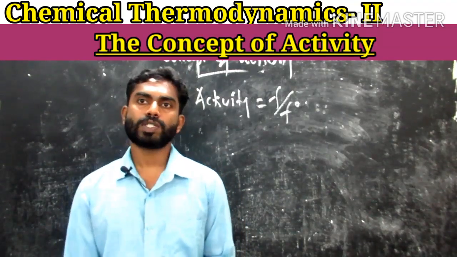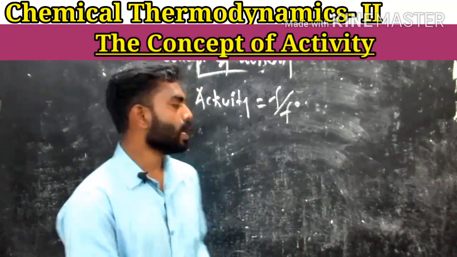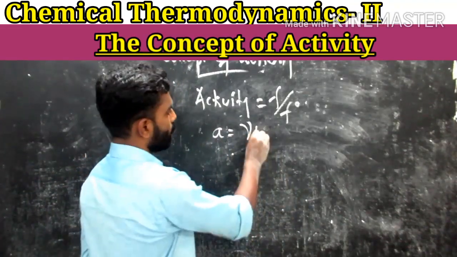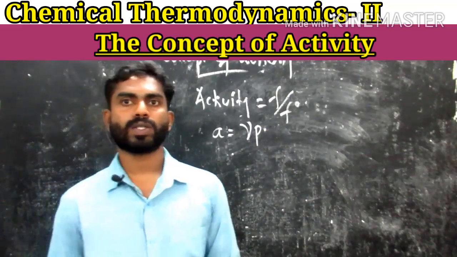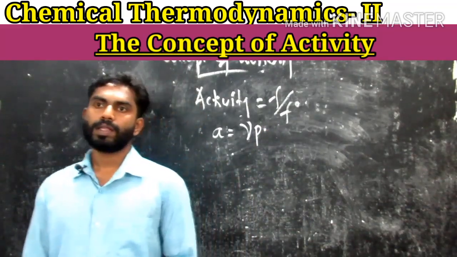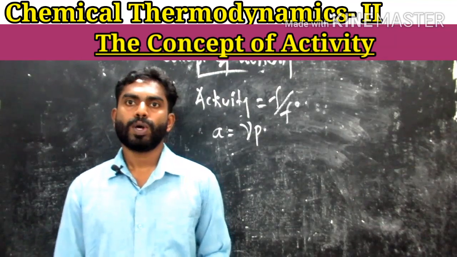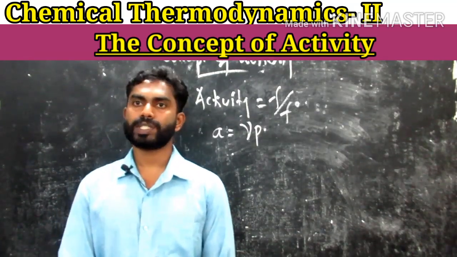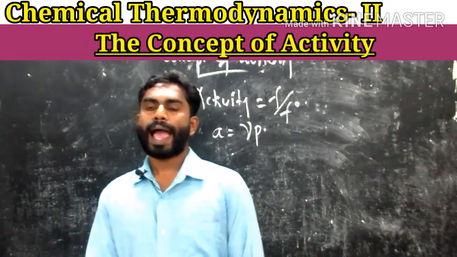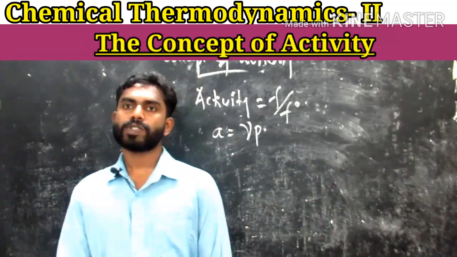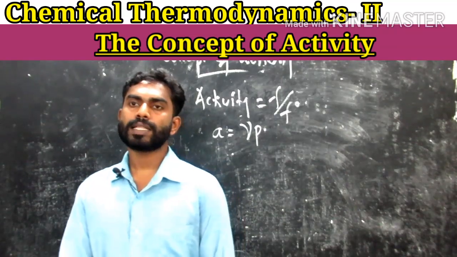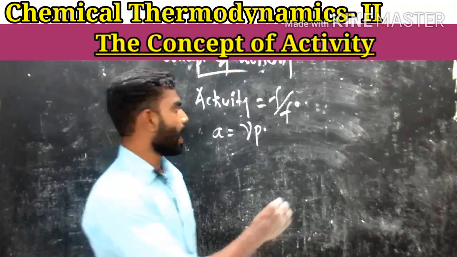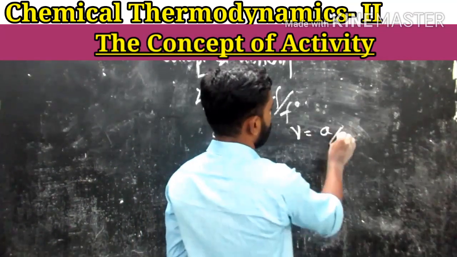So the activity of a real gas is given by A equal to nu P, where nu is a dimensionless quantity called the activity coefficient. The activity coefficient of a gas is the ratio of its activity to pressure.